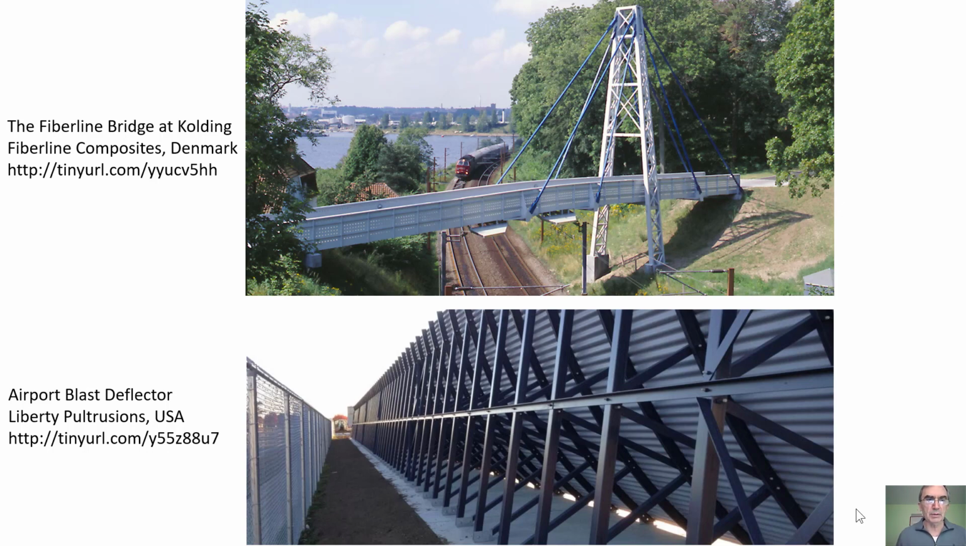And at the bottom we see an airport blast deflector. That's what keeps the noise from the aircraft on the tarmac away from the roads. This is in Pittsburgh, PA, from Liberty Pultrusions, and as you can see, this structure is made out of FRP, fiber reinforced plastic pultruded shapes. And the reason why this is done is because of easy assembly, but mostly because of corrosion. This is totally resistant to corrosion, so there is no maintenance, and it will last a long time.